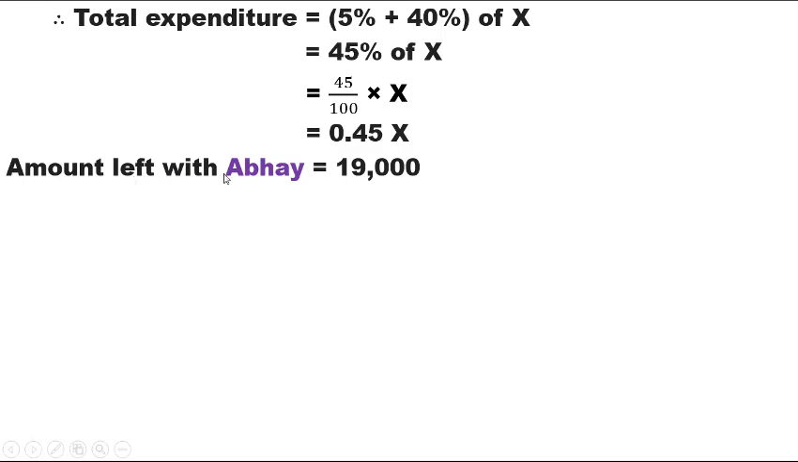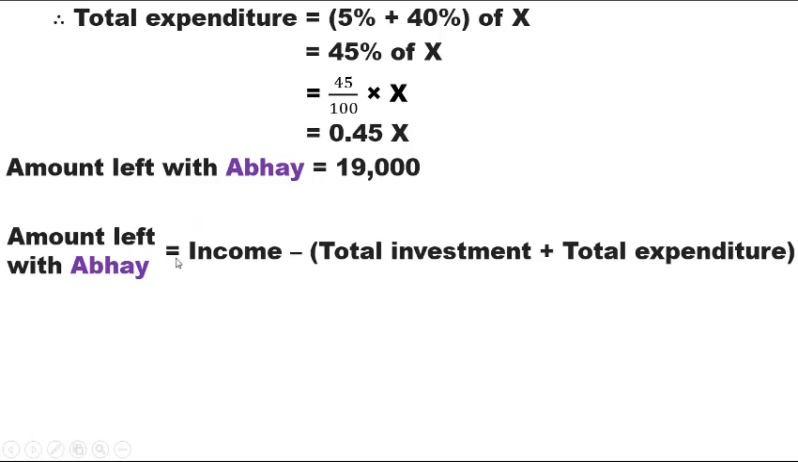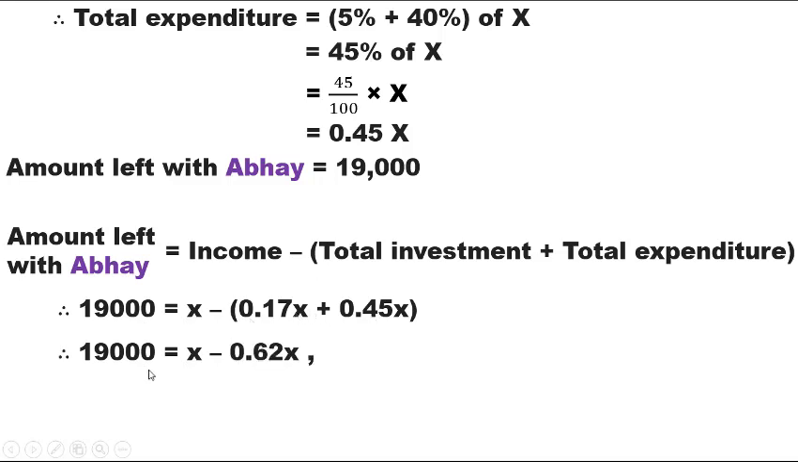Amount left with Abhay is equal to 19,000. Amount left with Abhay is equal to income minus total investment plus total expenditure. 19,000 is equal to X minus 0.17X plus 0.45X, which is 19,000 equal to X minus 0.62X. 19,000 is equal to 0.38X.